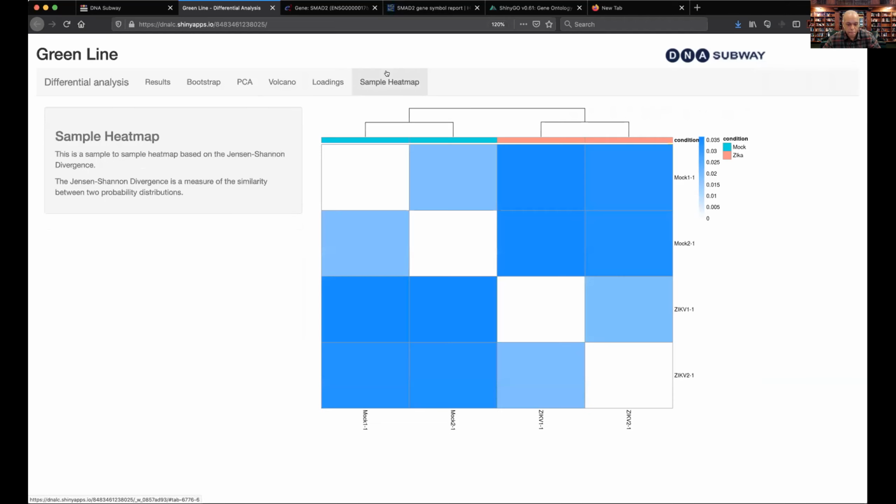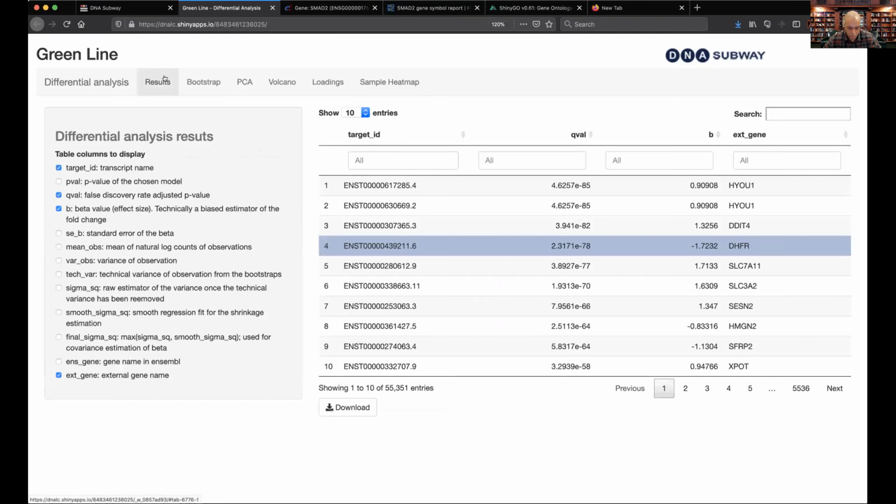And there's also a heat map that gives you a little bit more. So let me go back to the differential analysis. And what we want to do here is, well, let's just click on the results. And then what I'm going to do is, I think I want the fold change. Is there anything else that I want? I think that's all that I want. What I'm going to go ahead and do is click on download so that I can sort this a little bit in Excel.